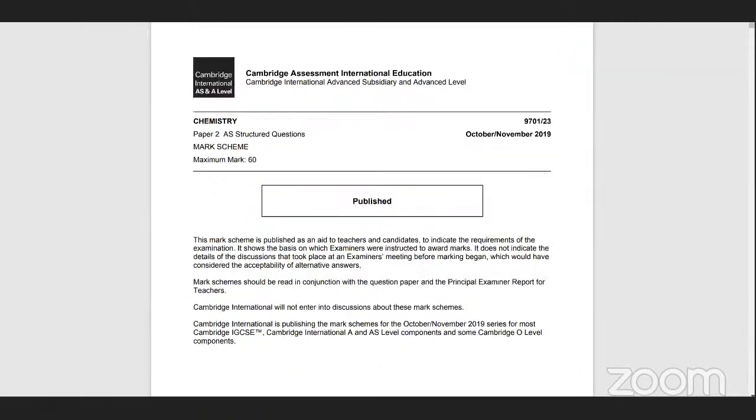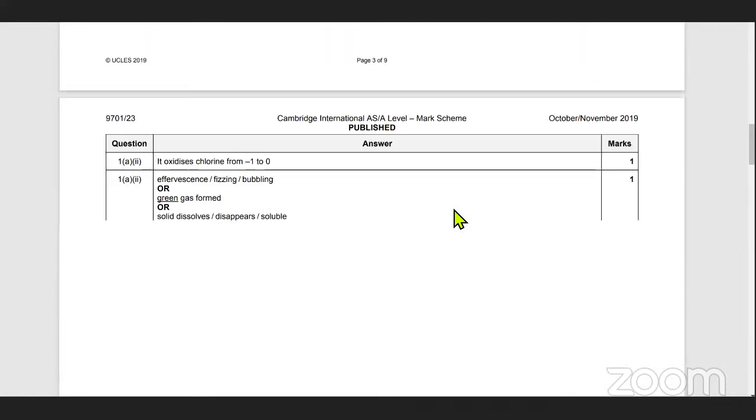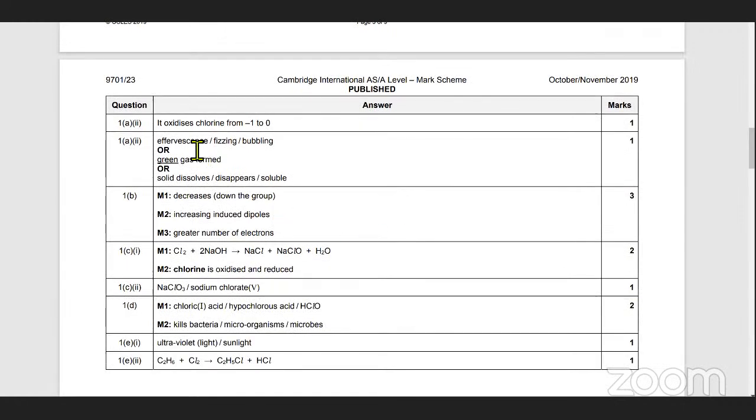सर कौन सा पेपर था? W1923 है. ठीक है, let's have a look. Effervescence accept किया हुआ है, ठीक है. Green gas भी accept किया हुआ है.